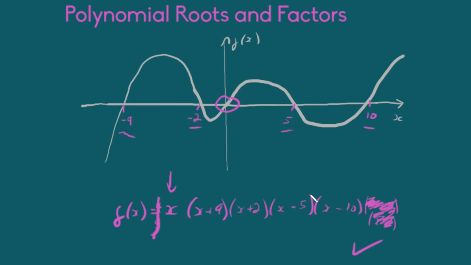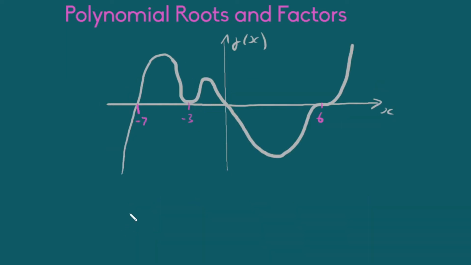The other thing we need to be aware of are different behaviours of intercepts that we need to be able to recognise. So looking at this next question. Again, we can work through this in the same way. We can build up a list of the zeros and so the factors of this function. We have f of x is going to equal, and we go through the origin. So we're going to have an x at the start. We go through -7, so we have x plus 7. We go through -3, so we have x plus 3. And we go through +6, so we have x minus 6.